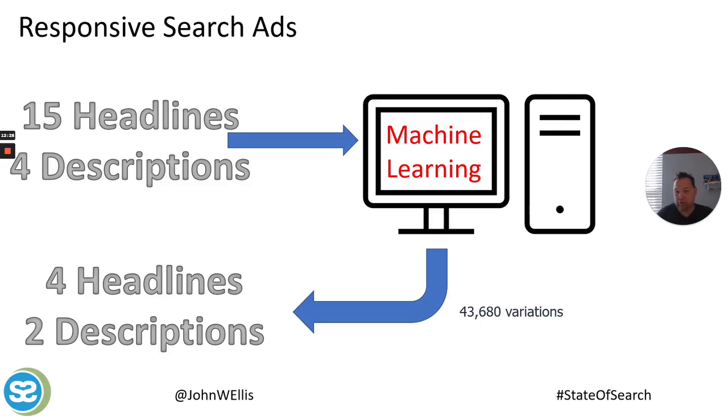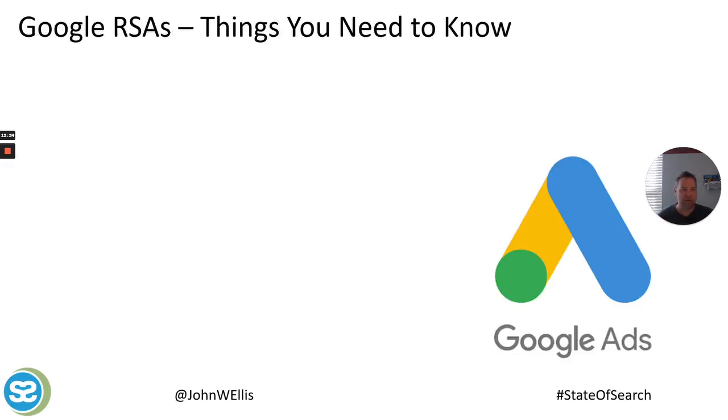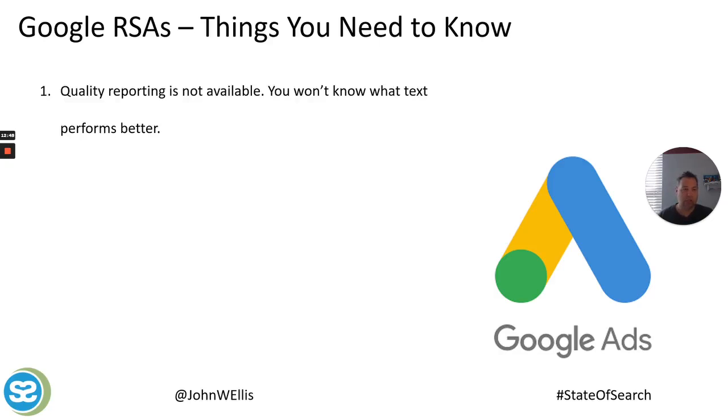So this is a good thing that Google's doing this for you, right? But as with anything with Google, it's not always as great as it seems. Now, I should say I am a fan of RSAs. I use them all the time, and I encourage you to use them in every single ad group you have. But there are some things you need to be aware of with RSAs. So in a perfect world, we would know what combination of those 43,000 ads work the best.